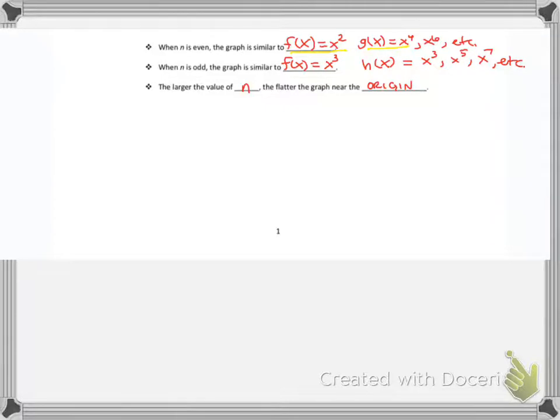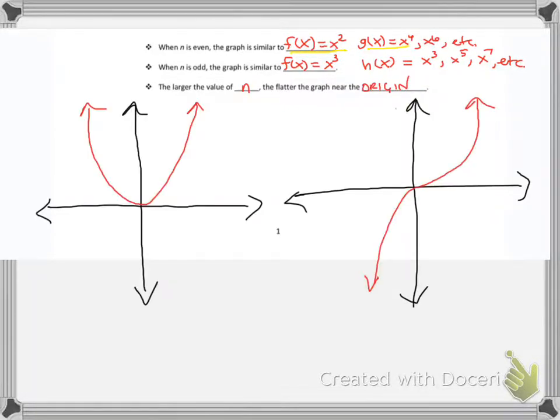So graphically, I'm not going to spend too much time on sketching these higher level graphs, because we're going to learn other techniques. But I just want to emphasize what I mean: the larger the value of n, the flatter the graph is near the origin.